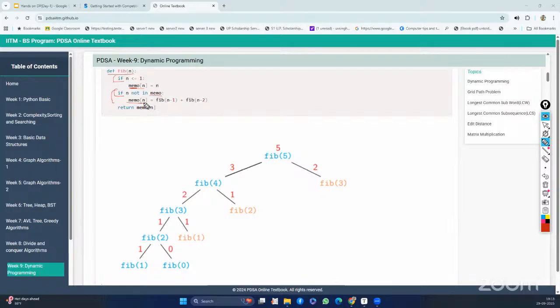Memo of n. So we are checking if it is not in memo, then we will store the result in our memo by calculating the solution. Otherwise we will return directly, return memo of n. So here the calling structure looks like this. Now all the recomputed or overlapping subproblems are removed.